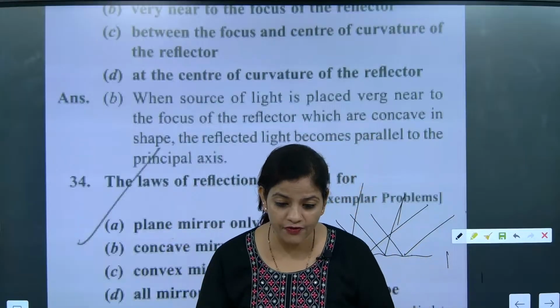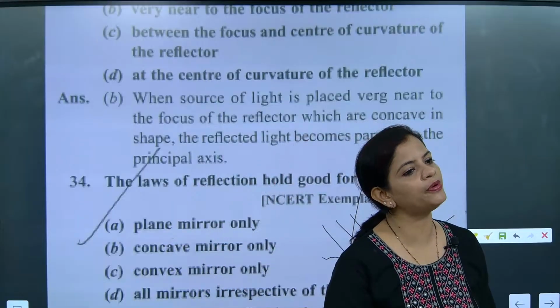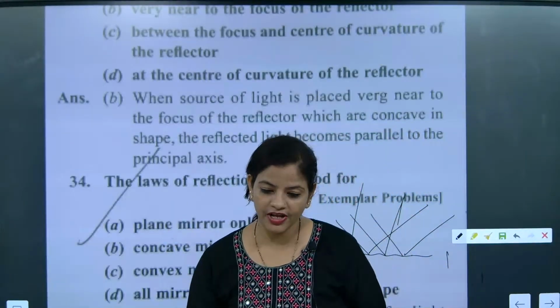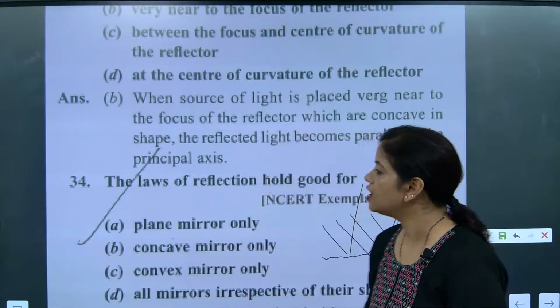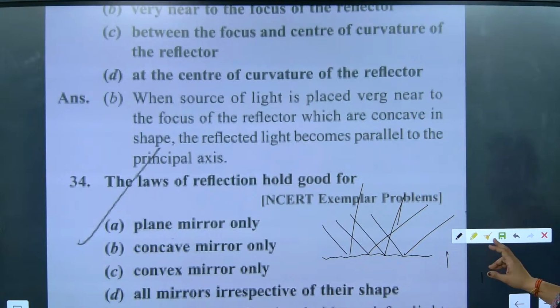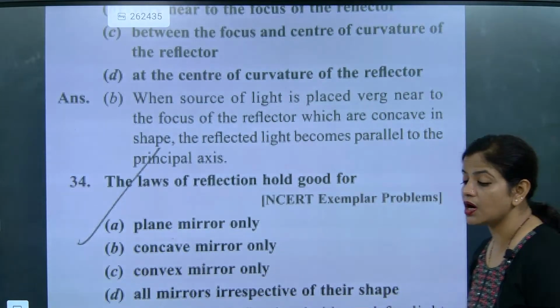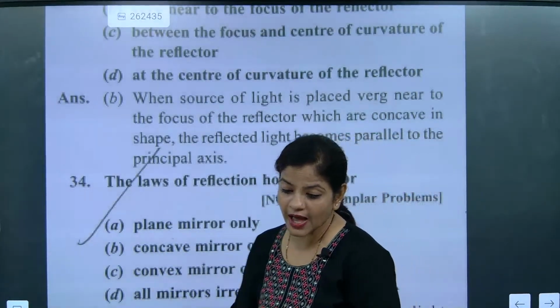So each and every ray of light will follow what, beta? Law of reflection. I hope you've understood now. Manju, understood? So this is one of the most important concepts, beta. We need to understand.